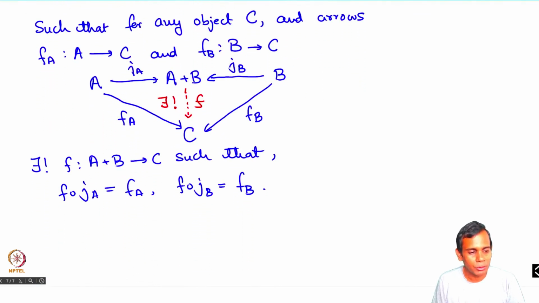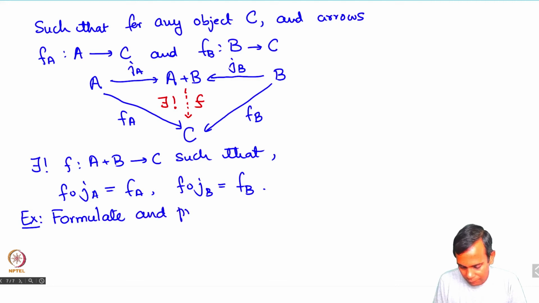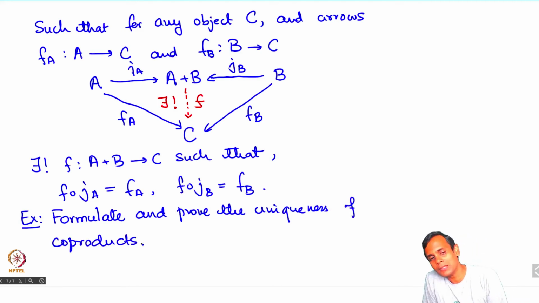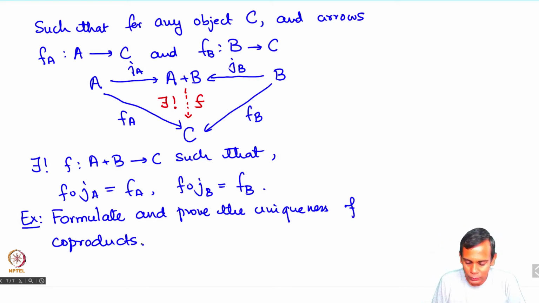And now, just to see if you were following what I did before with products, I will give you the following exercise. Formulate and prove the uniqueness of coproducts. In general, coproducts or products may or may not exist, but when they do exist, they are unique in a certain sense. So what you have to do is figure out the analog of the uniqueness statement of products for coproducts.